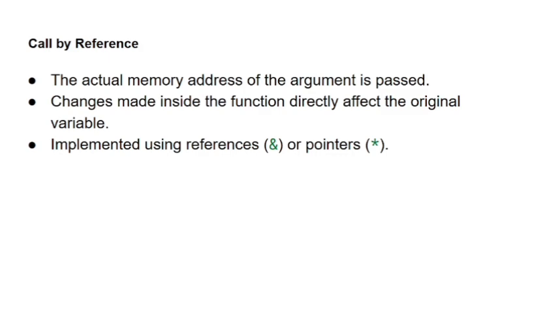Instead of creating a copy, the function gets a reference to the original variables. This means that any change made inside the function will be reflected outside the function. Basically, any change made in the function also gets reflected outside the function, in the main function. It will also affect the main function. That's why we use call by reference.